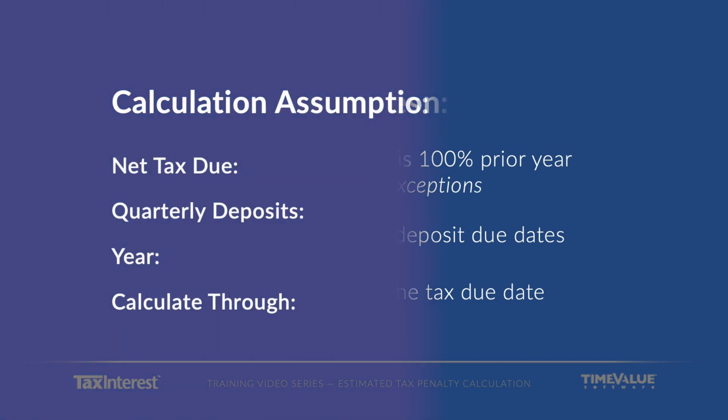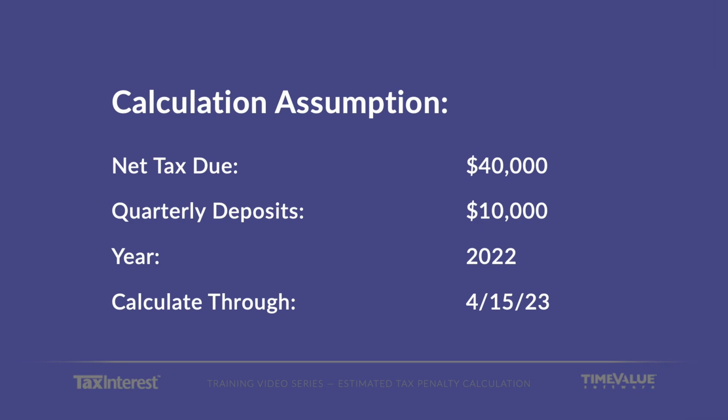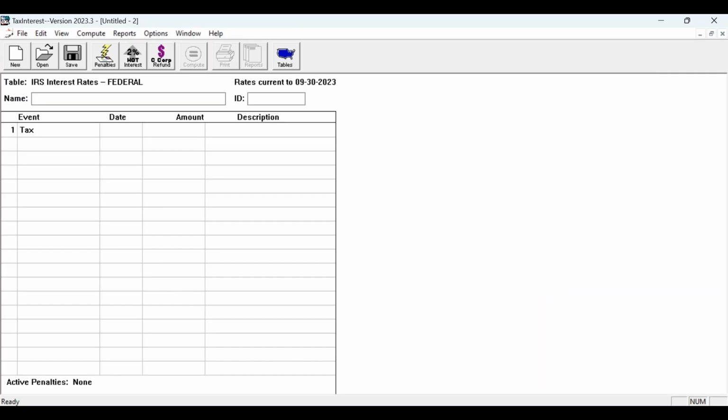So here are our assumptions. We have a net tax due of $40,000, so our quarterly deposit would be $10,000. We'll do this for 2022, and we're going to calculate the interest through 4/15/23. Let's jump into TaxInterest.